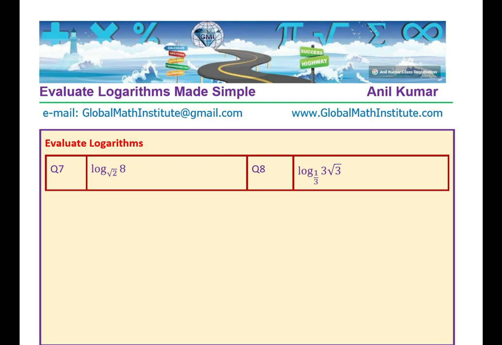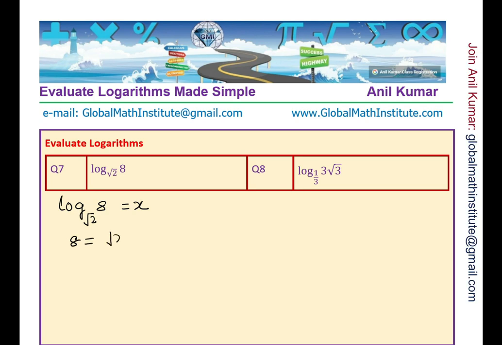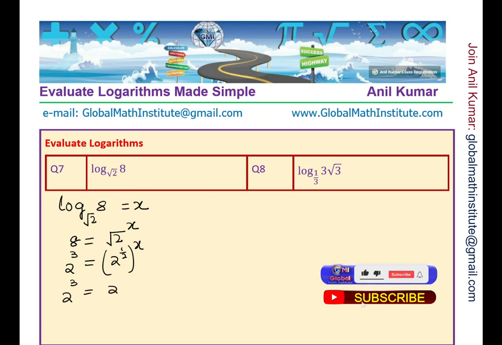So we have now square root as the base. The question here is log base square root 2 of 8. Let it be equal to x. That means 8 is square root 2 to the power of x, correct? 8 is 2 cube and square root 2 is 2 to the power of half, to the power of x. That means 2 cube is equal to 2 to the power of x by 2, right?